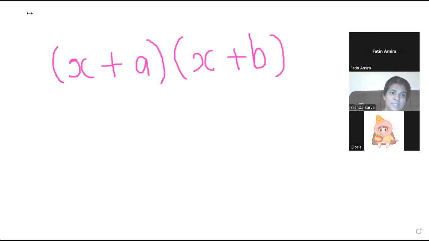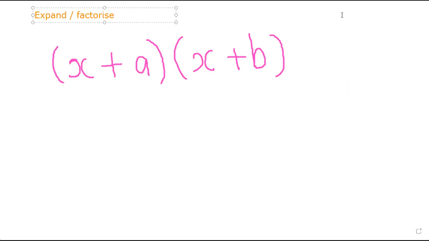Remember, we do two things in this chapter. We expand and we factorize. That's what we are doing. So now I want you to expand first. Expand these two brackets. Very good, Gloria. How about the rest? I'm going to write the answers that you have given me.